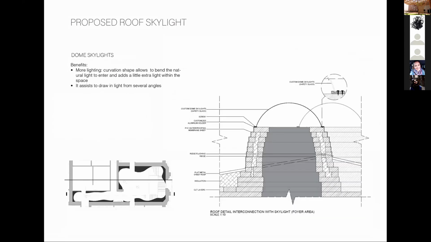We further investigated natural light flowing inside the proposed area. For that, we have done some iterations and came up with a decision to use dome skylights. The great advantage is that it easily blends with the CLT layers with its organic curvatures. The other benefit is that it assists to draw in light from several angles. Next.